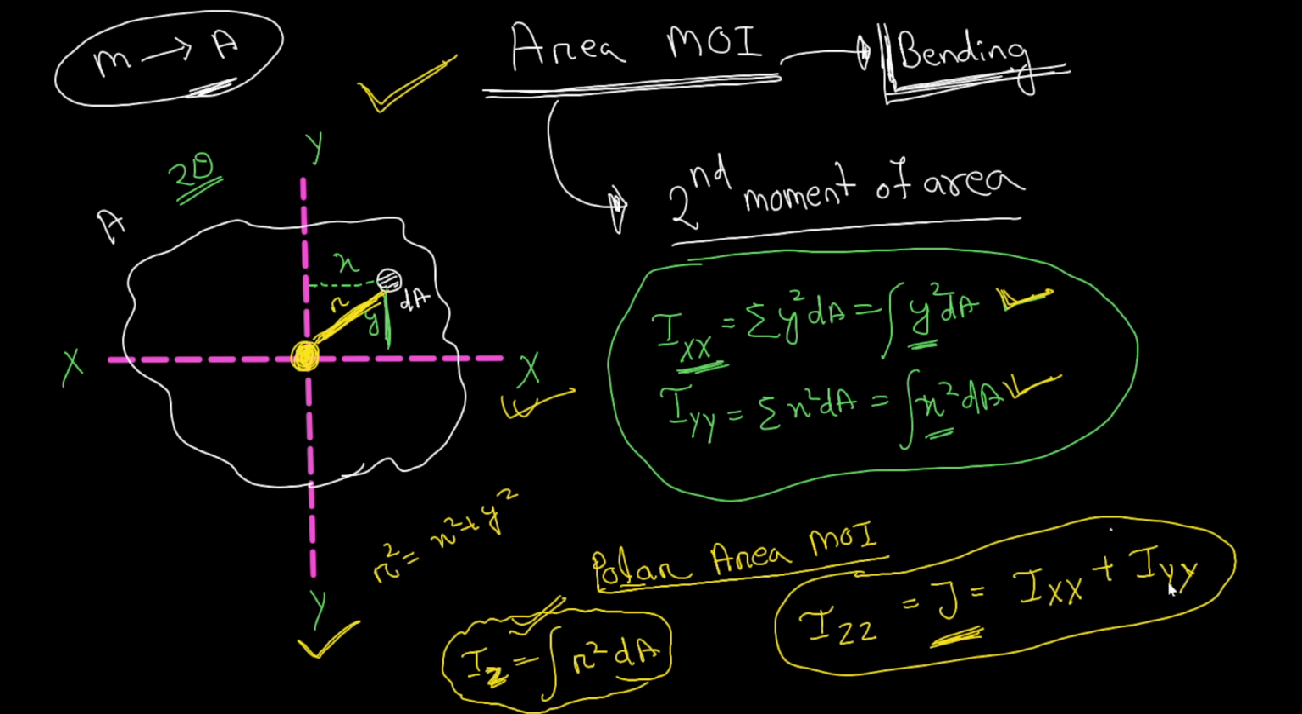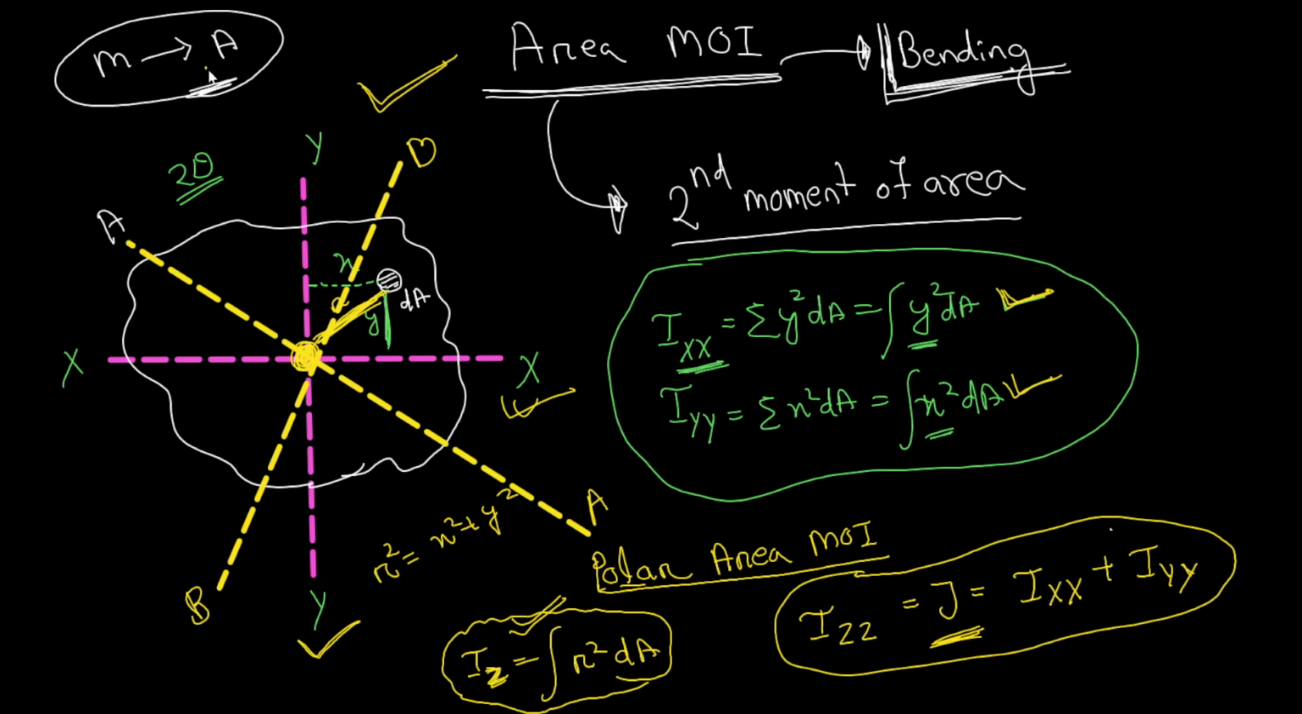Here, the polar moment of inertia is not just about xx. If I take another two axes which are perpendicular to each other, suppose this is AA and this is BB, and the total area is A. If you know the area moment of inertia about AA and BB, any two perpendicular axes lying in the plane, not just XY, you can write the polar moment of inertia as IAA plus IBB equal to J. Getting my point? This is the polar moment of inertia formula.